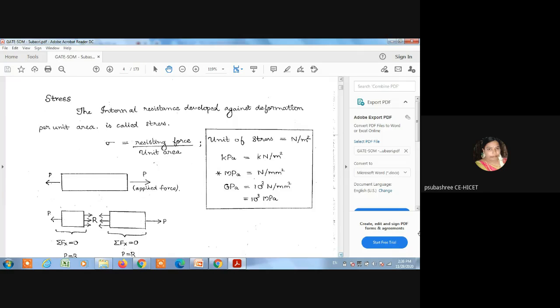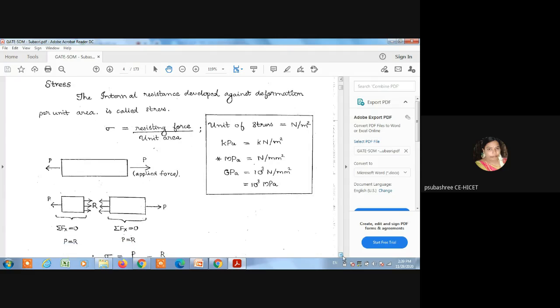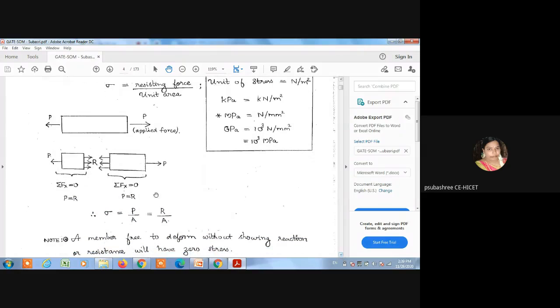So, in the box, the unit of stress is Newton per meter square or Newton per mm square. Kilopascal means kilonewton per meter square, megapascal means Newton per mm square, and gigapascal is equal to 10 power 3 Newton per mm square. So sigma, meaning stress, is equal to load by area, P divided by A. It is a simple formula.